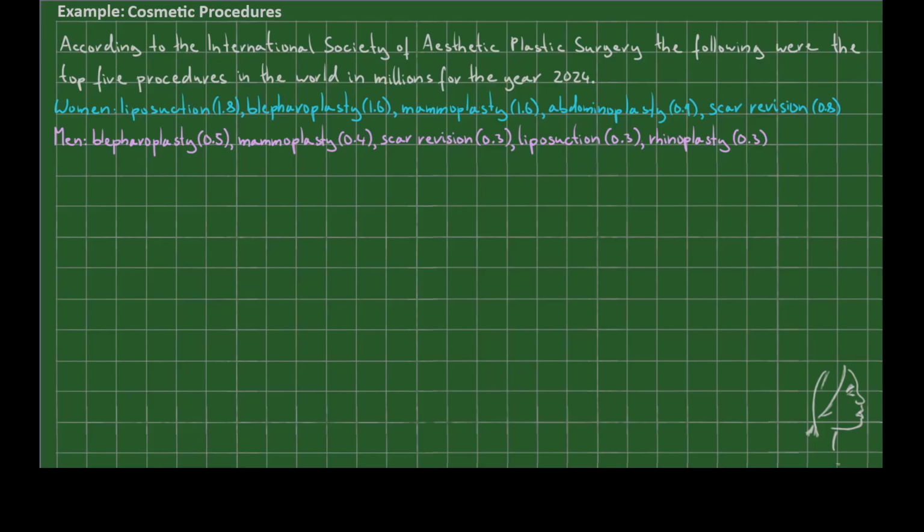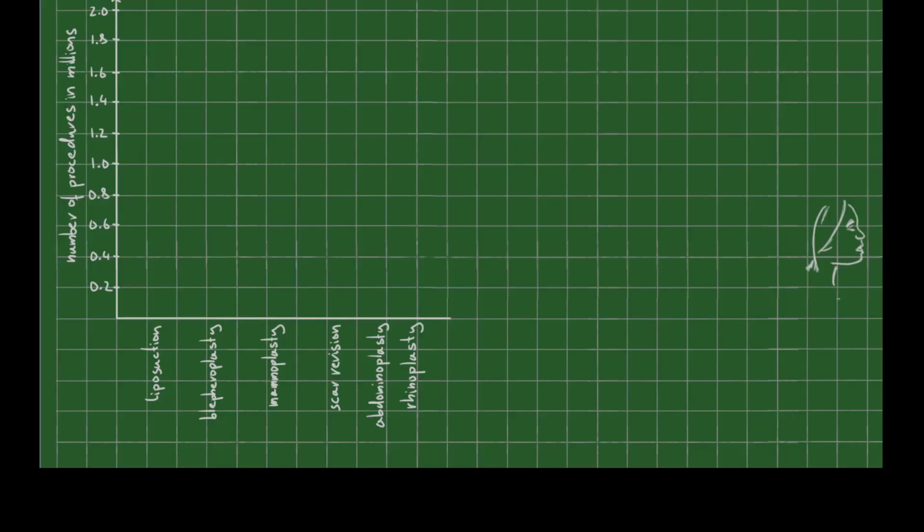Considering that there is some overlap between procedures for men and women, for example, both men and women have undergone blepharoplasty, mammoplasty, scar revision, and liposuction, I'm going to place those bars next to each other. Let me scroll down a bit so that I have more room. On the x-axis, I will have the categories. In this case, those are the surgical procedures. On the y-axis, I will have the number of procedures done in millions. And now I can draw my bars.